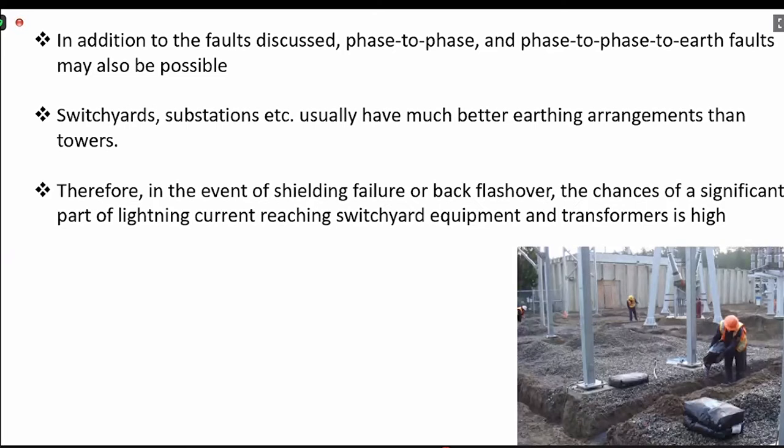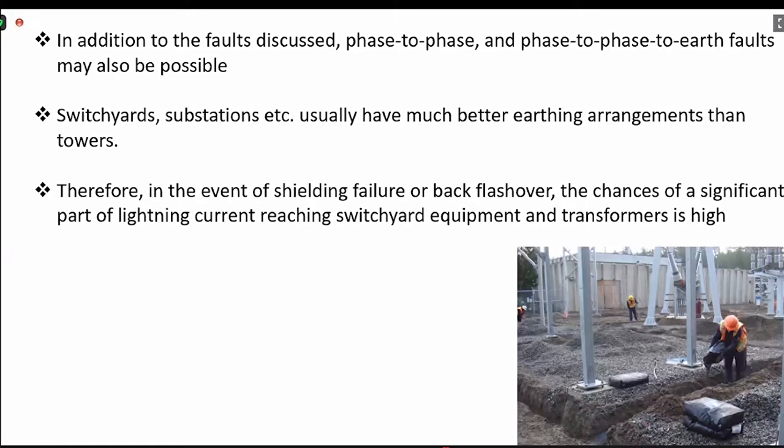Now, in addition to poles discussed, you can also get phase-to-phase and phase-to-phase-to-earth faults. What does that mean? Sometimes arcing can happen from phase to phase through air. Or sometimes when lightning strikes the topmost or upper conductor, there can be a sequence of arcing from one line to the line below that, from that to the line below that, and then to the earth. Then in switchyards, substations, etc., usually the earthing arrangements are much better than in towers. Therefore, in the event of shielding failure or back flashover, the chances of a significant part of lightning current reaching switchyard equipment and transformers is high.